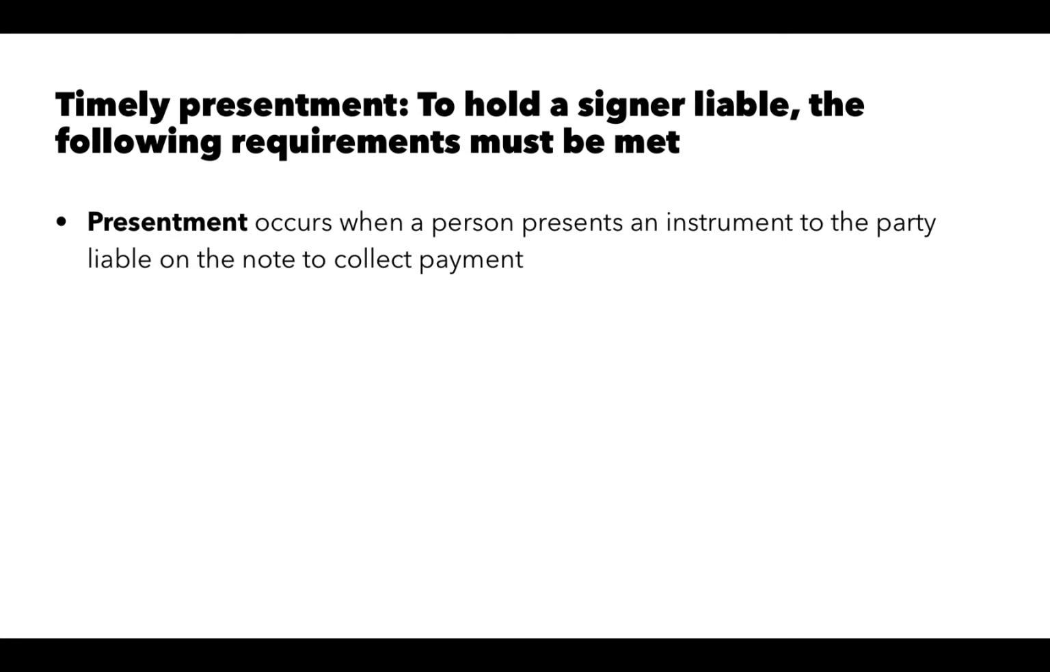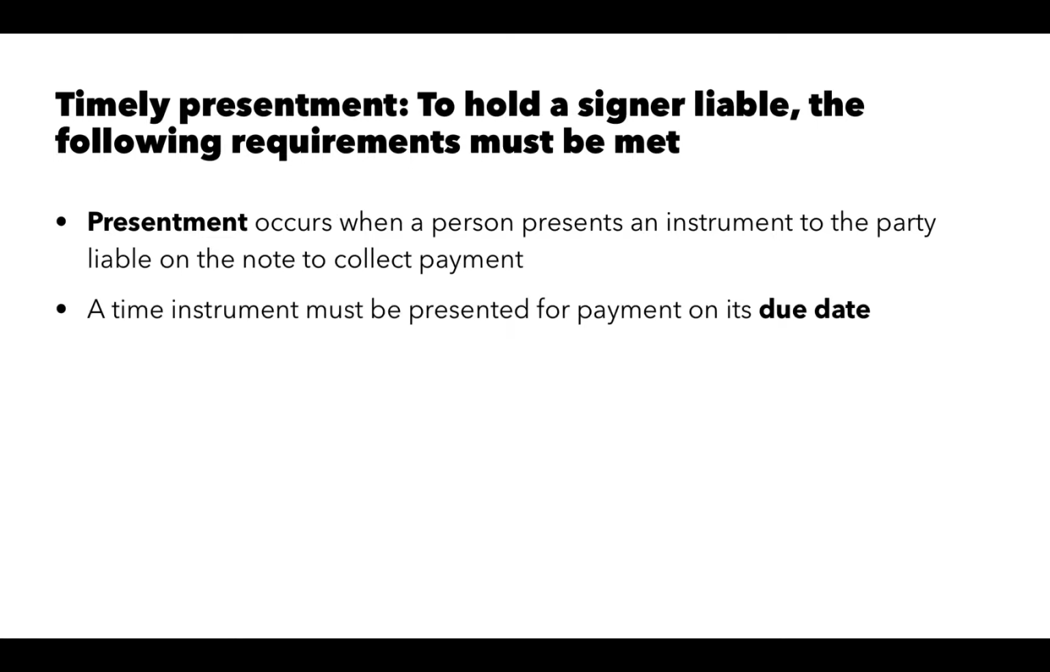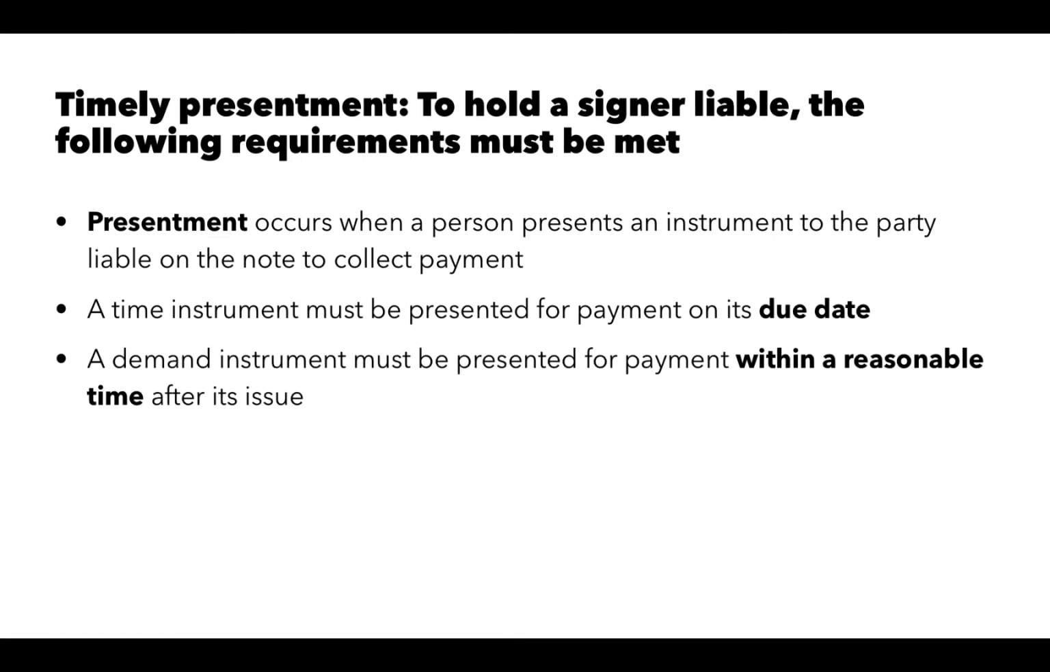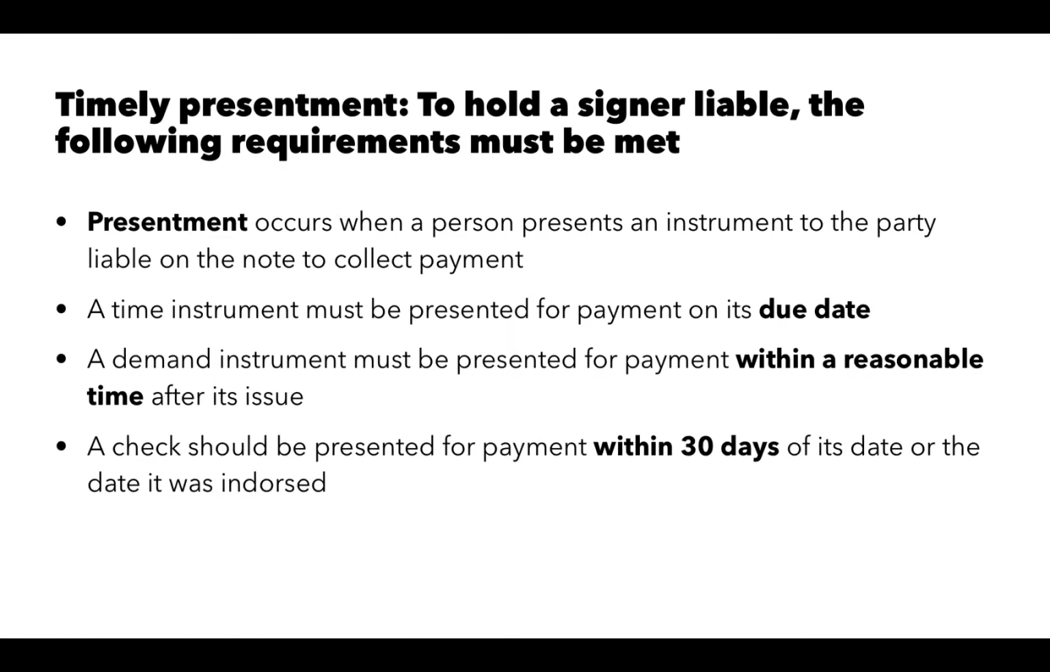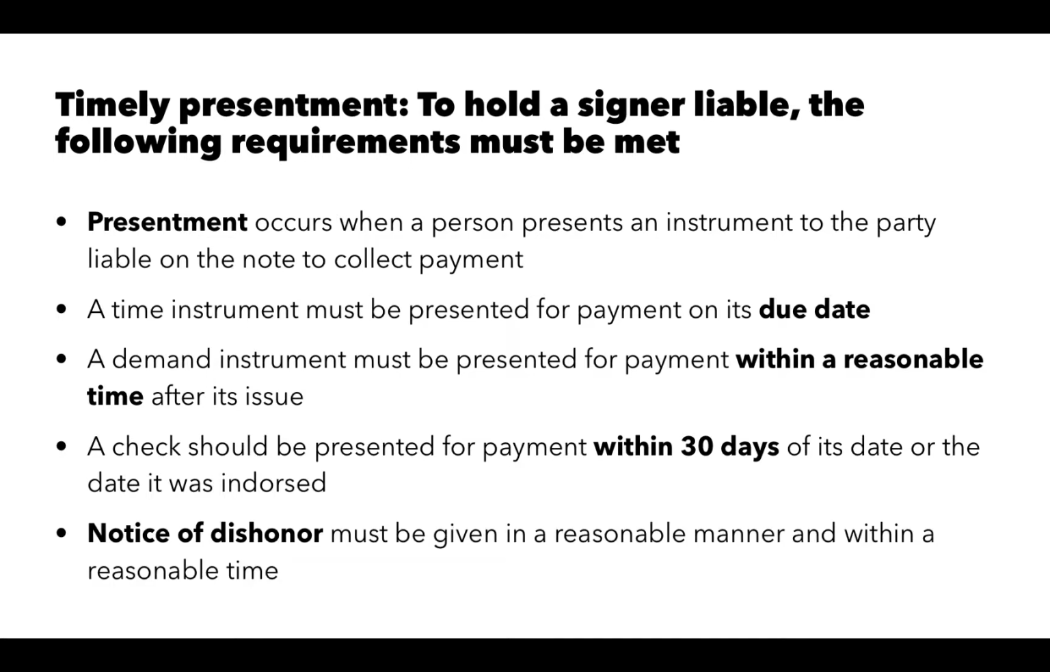Again, presentment occurs when a person presents an instrument to the party liable on the note to collect payment. A time instrument must be presented for payment on its due date. A demand instrument must be presented for payment within a reasonable time after its issue. And a check should be presented for payment within 30 days of its date or the date that it was endorsed. Remember, notice of dishonor must be given in a reasonable manner and within a reasonable time.